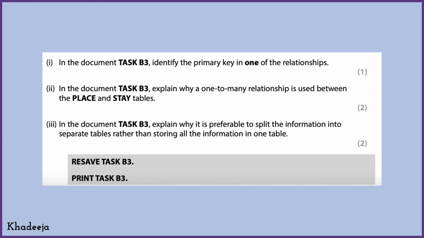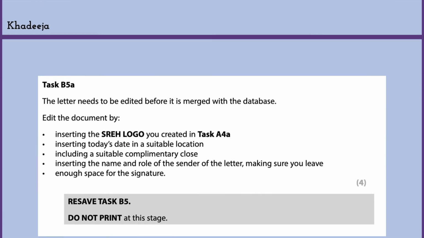Over here, basically what they want you to do in the word processing document, which is obviously Microsoft Word, is to answer these questions, which is, for example, like the third one, explain why it is preferable to split the information into separate tables rather than storing all the information in one table. So towards the end of the paper, you usually get these kind of questions where they actually want you to answer these questions and type your answers instead of doing something actually practical. So these are some type of questions that come in section B.